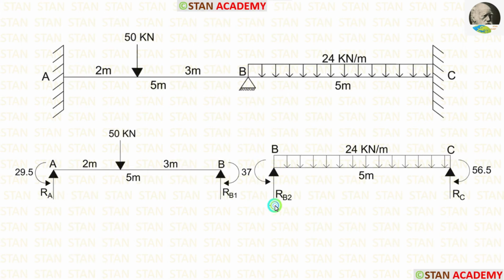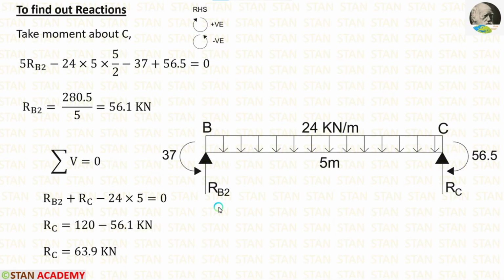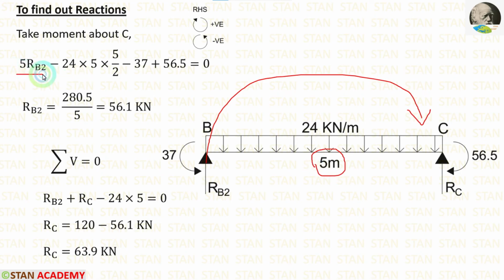Now let us take the span BC and calculate the reactions. In this span, first I am going to calculate RB2. For that, I am going to take moment about C. The vertical reaction RB2 is acting towards the point C in the clockwise direction, so it will be positive and the distance is 5. So 5 RB2.